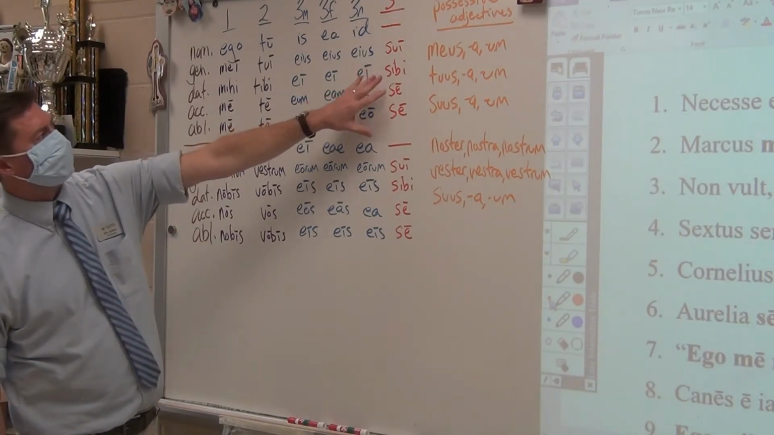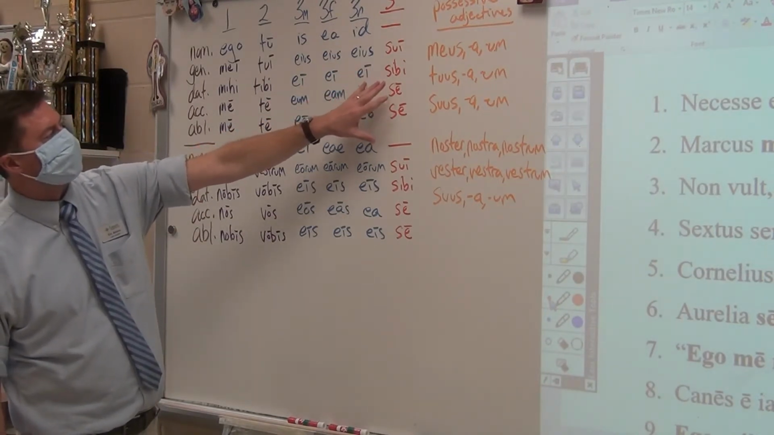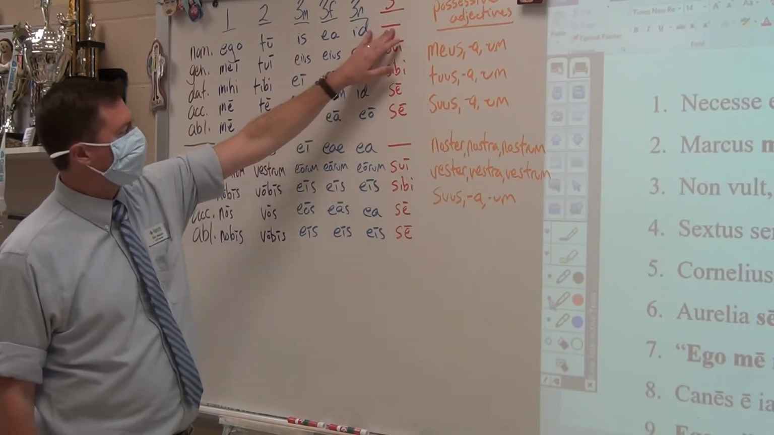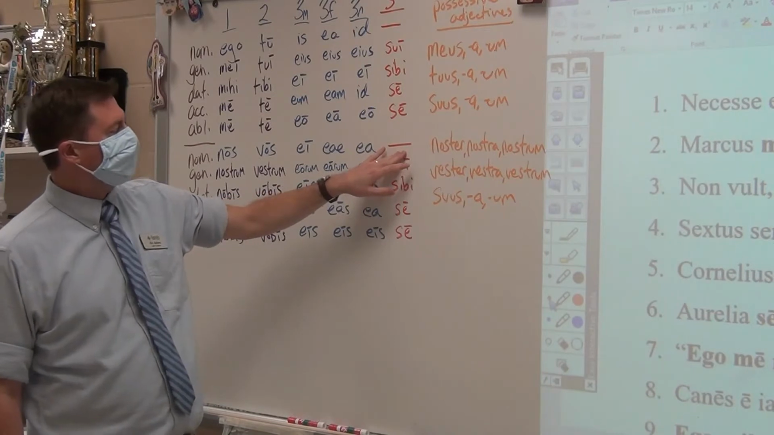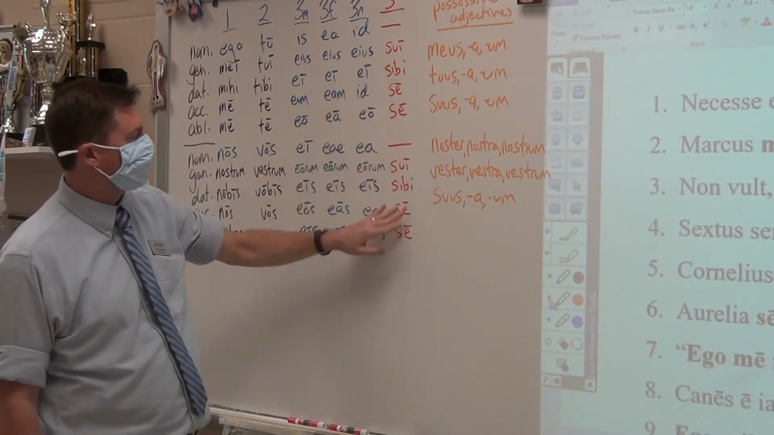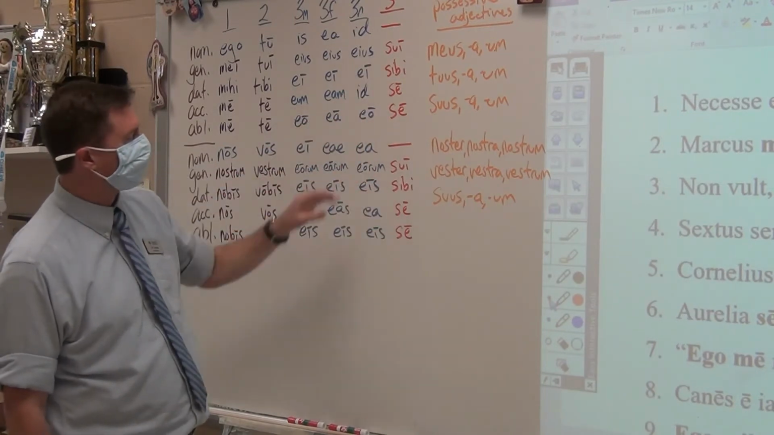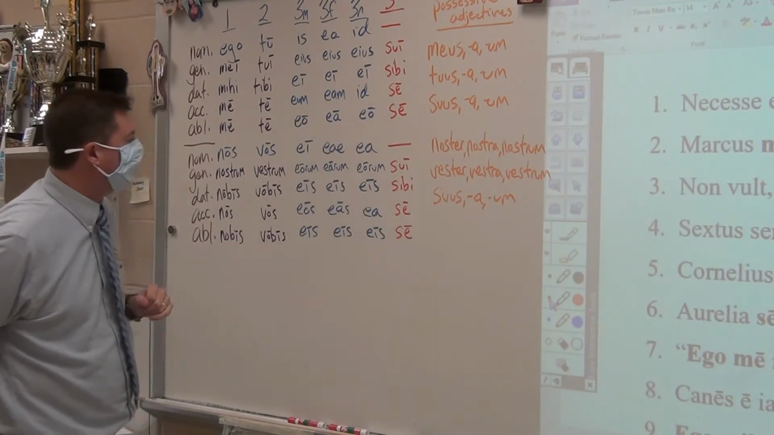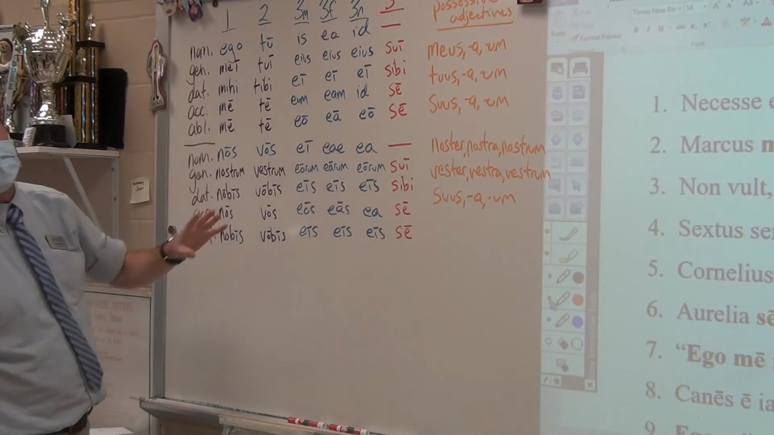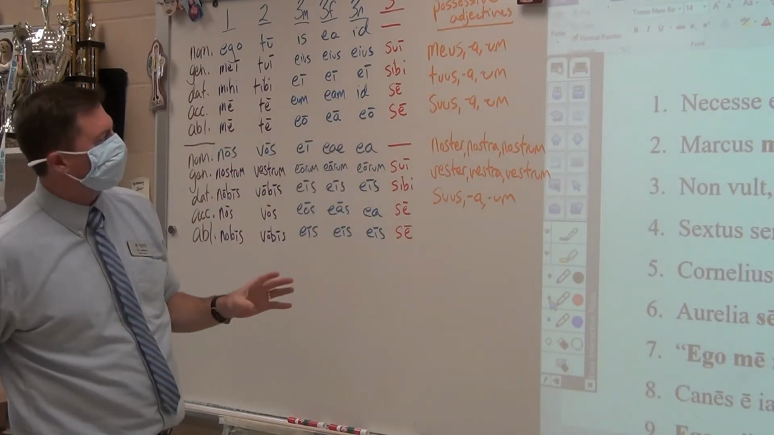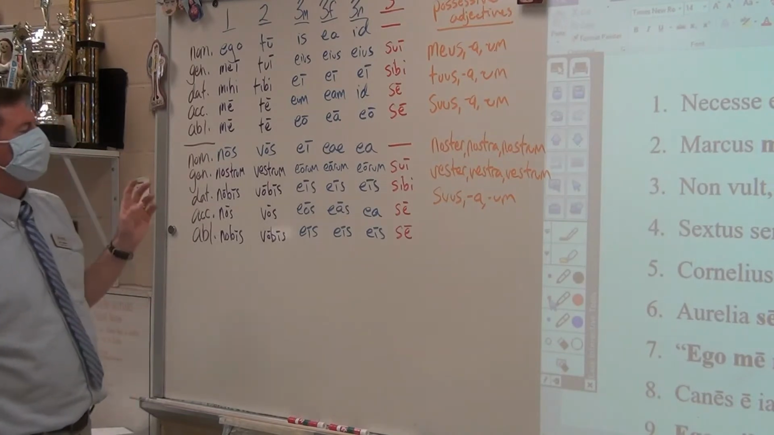Reflexive pronouns are those pronouns that are always going to reflect back onto the subject, and as such there is no nominative here, nor is there a nominative in the plural. Sui, sibi, se: himself, herself, itself, or themselves if it were in the plural. Please note the color scheme. If it is blue, it is a personal pronoun. If it is red, it is a reflexive pronoun. And if it is purple, it could be either.